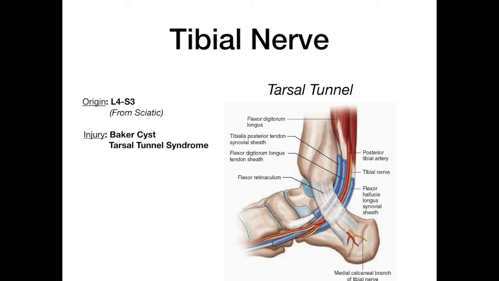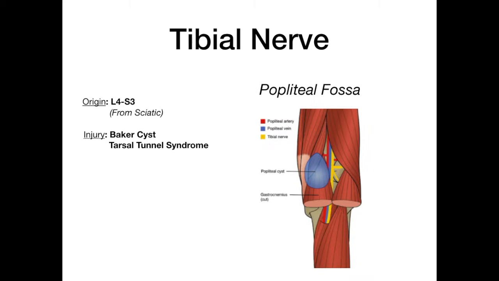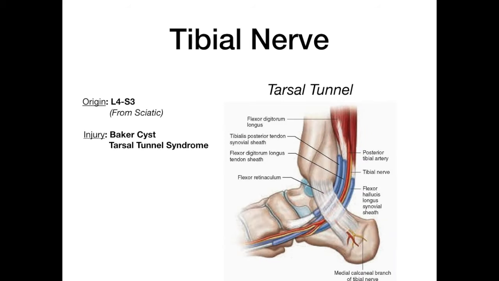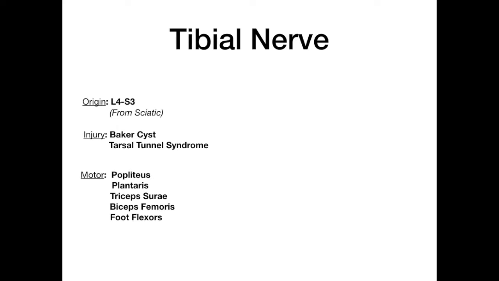So it's really high yield to take away from this that you've got tarsal tunnel syndrome due to stress or damage or repeated use or overuse of the flexor retinaculum, as well as in the popliteal fossa, you can get the Baker or popliteal cyst. Both of these will push on the tibial nerve and cause the clinical sequelae that we'll talk about in just a second. Now, just for completeness' sake, I do want to put on this slide what the tibial nerve is responsible for in terms of the muscles. So it goes to the popliteus, the plantaris, the triceps surae, the biceps femoris, and the flexors of the foot.